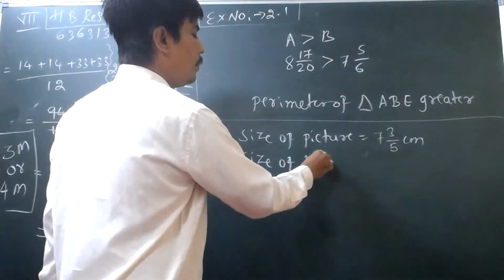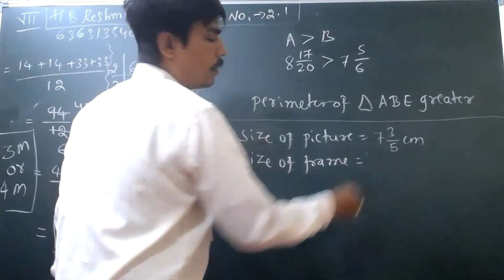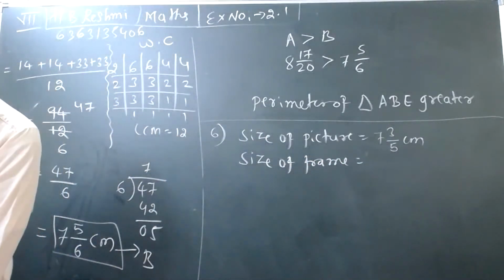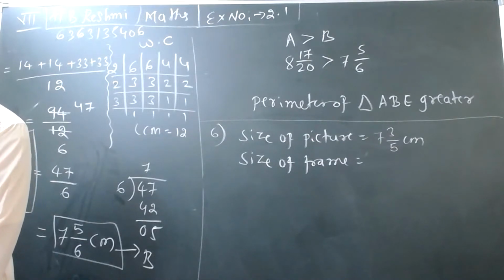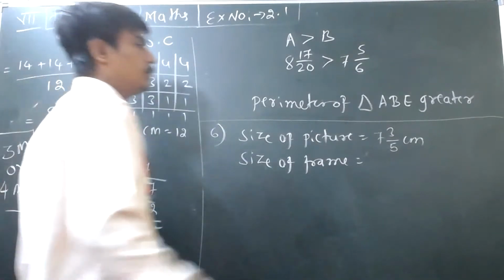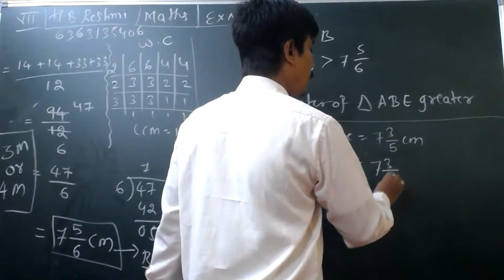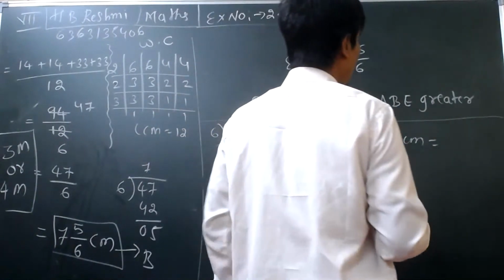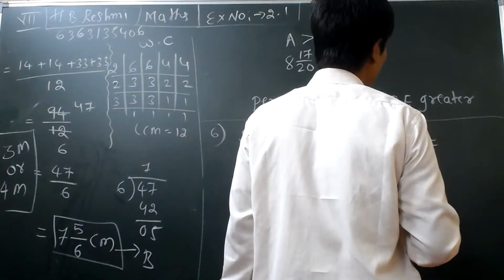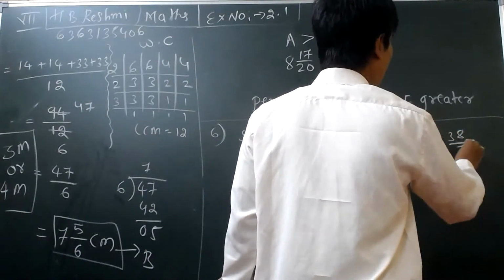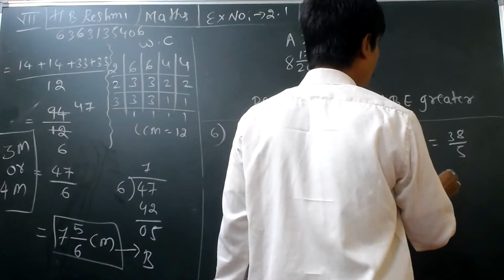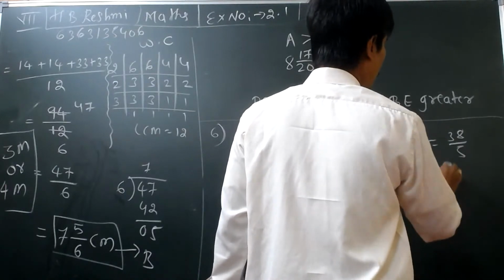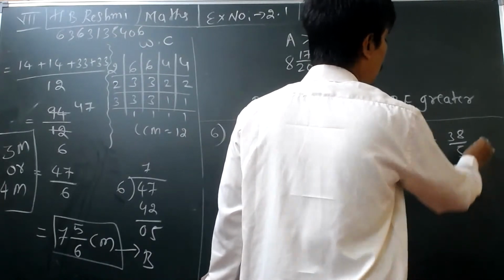Size of the frame. What have they given? The size of the frame is given as 7 integer 3 by 10. Convert this one, it is in mixed fraction. 7 fives are 35, plus 3 is 38, so 38 by 5. And here it is 7 times 10 is 70, plus 3, 73 by 10.